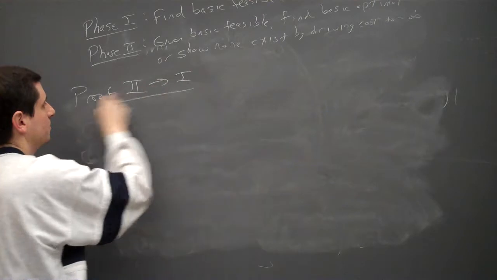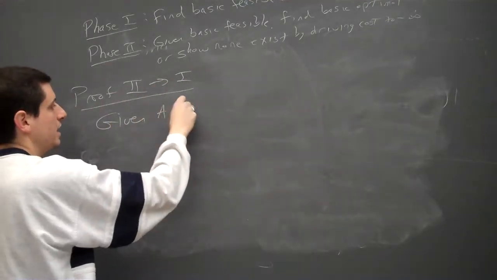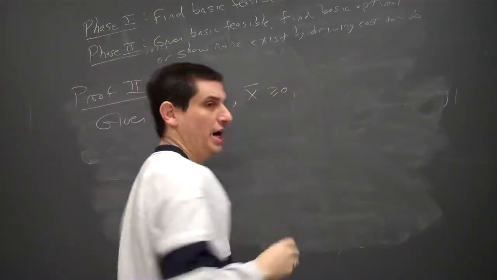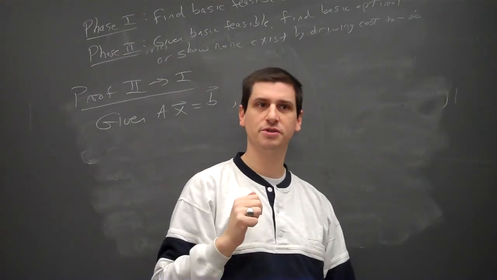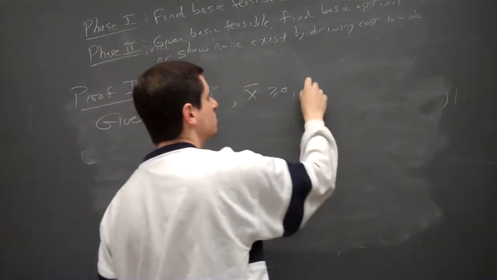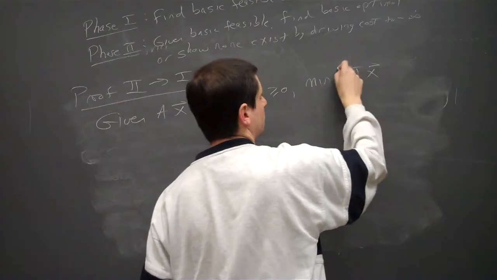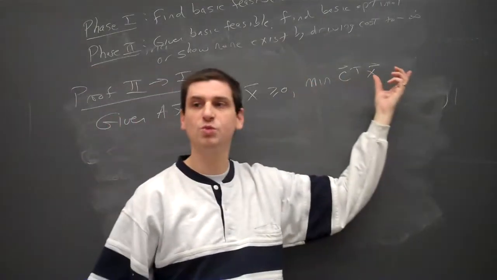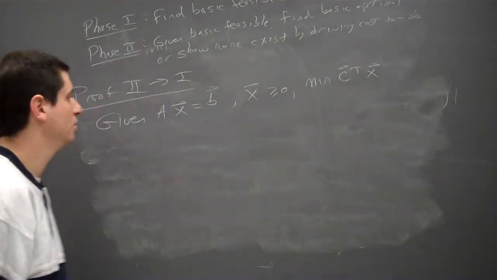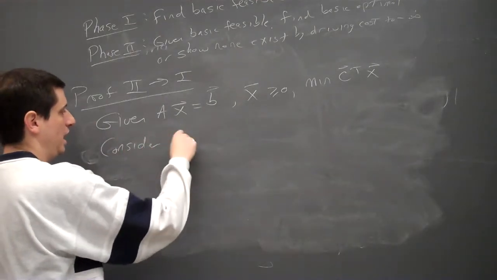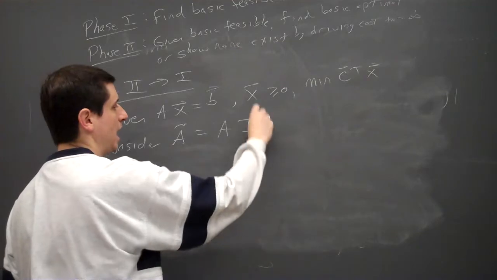So, proof that 2 implies 1. We're given Ax equals b, we want x greater than or equal to 0, and, it's been so long, are we trying to minimize C transpose x? Yes, we're trying to minimize C transpose x. Do I really care right now whether we're trying to minimize or maximize C transpose x? No, we're just trying to find a basic feasible. This part is only, once we have our feasibles, trying to find which one we like the most. Alright, so how do we do this? So consider A tilde, which will be A, and I'm going to add I to it.